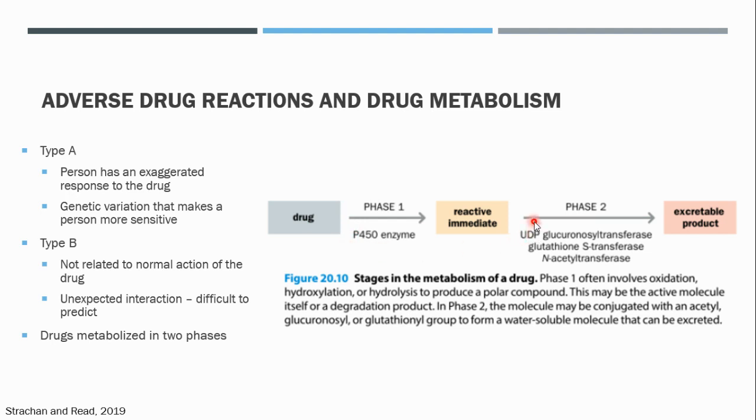Phase 2 drug metabolism is also important. In phase 2 drug metabolism, we talk about conjugation of this reactive intermediate with acetyl, glucuronosyl, glutathione, or various other groups in order to excrete the drug. So it converts this drug into an excretable product. Both phase 1 and phase 2 metabolism are important, but for this lecture we will focus on how genetic variation in P450 enzymes affects phase 1 metabolism of the drug.